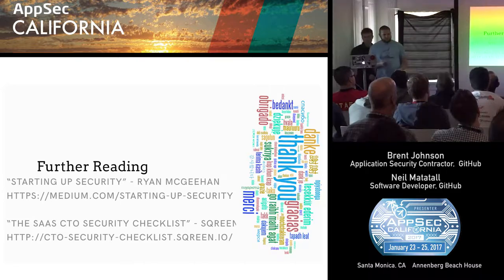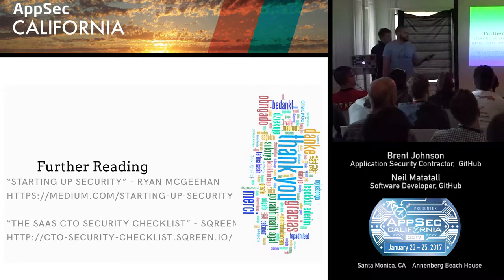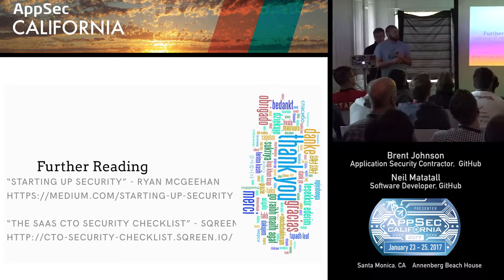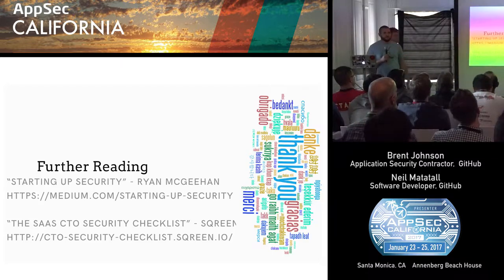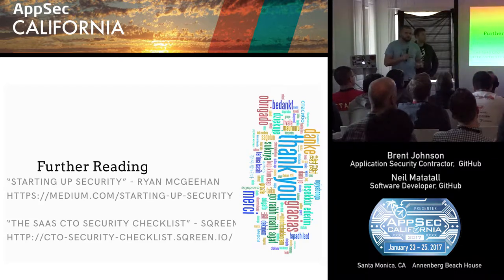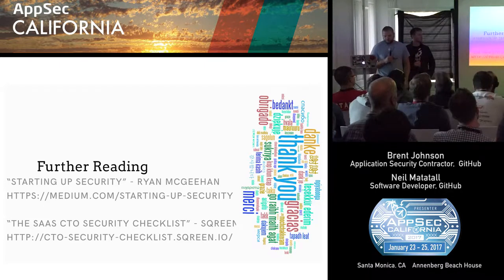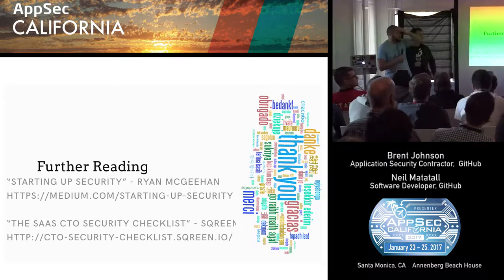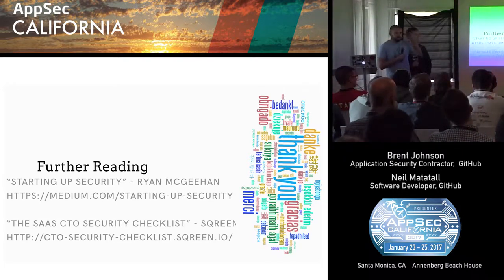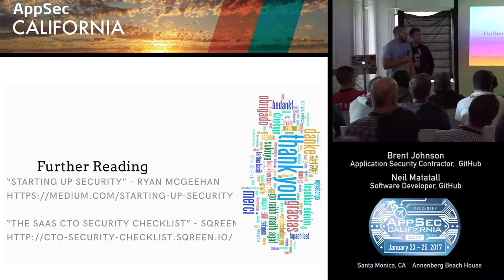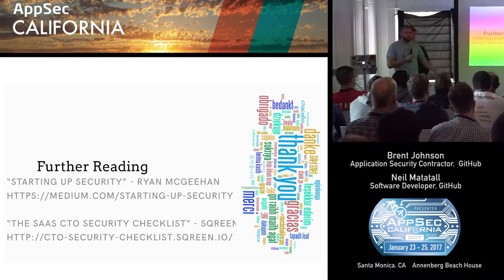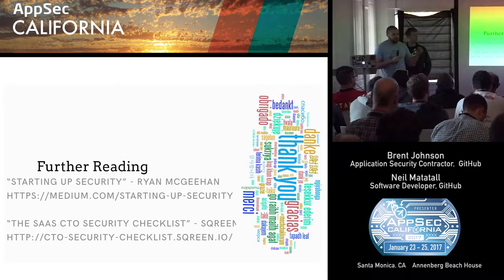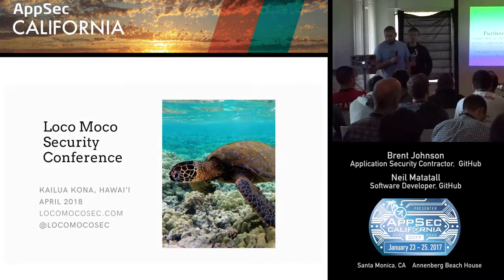I just want to point out some further resources that I think are useful. Brian Heaton, Magoo did a great series on starting up security. This is still an active blog. I encourage everyone to read it, whether or not you're in a startup or in an enterprise situation. Another thing I've started working with someone on is the CTO security checklist. I know how we feel about checklists. They're not great, but I think this one is really off to a good start, and I hope to incorporate everything I've talked about into that later.